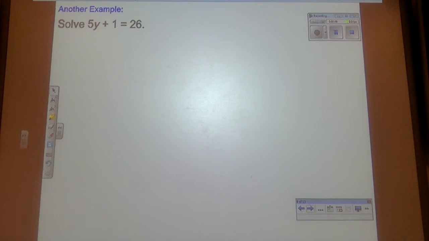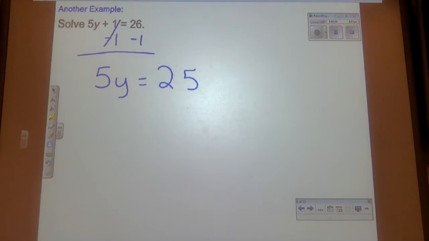All right, another example. Solve 5y plus 1 equals 26. So we want to get rid of addition first, so we're going to subtract 1 from both sides. And we're left with 5y equals 25 because 26 minus 1 is 25. Now we need to divide out our 5 since it's being multiplied with the y. So 5y divided by 5, it cancels the 5 out. 25 divided by 5, you're left with y equals 5.